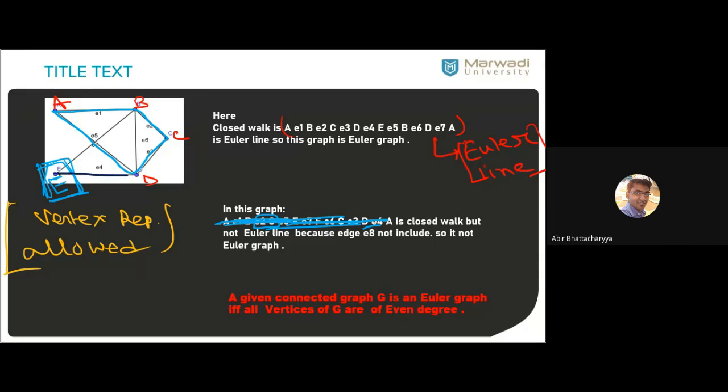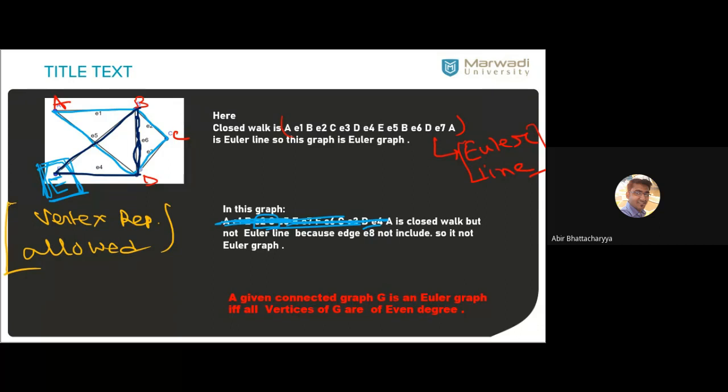This edge not included, this edge not included, this edge not included. So three edges are not included. So you have to include all the edges. All the edges you must include. Vertex repetition is possible, and all edges covered means automatically all vertices are covered.